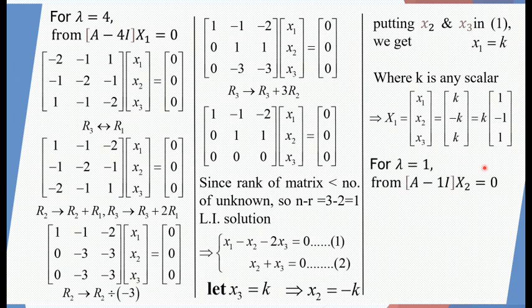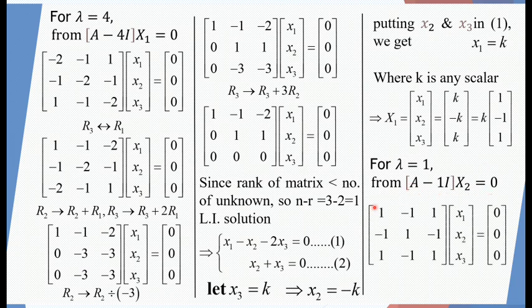Now for lambda equals 1, from A minus 1I times X2 equals 0. When we put lambda equals 1, the matrix will be 1, minus 1, 1; minus 1, 1, minus 1; 1, minus 1, 1, times x1 x2 x3 equal to 0 0 0. Applying the operation R2 as R2 plus R1 and R3 as R3 minus R1, these two rows will be 0.